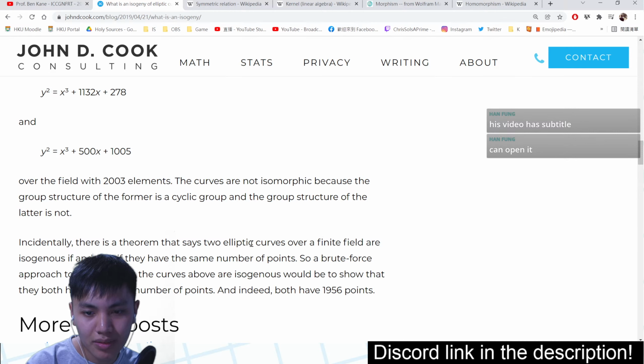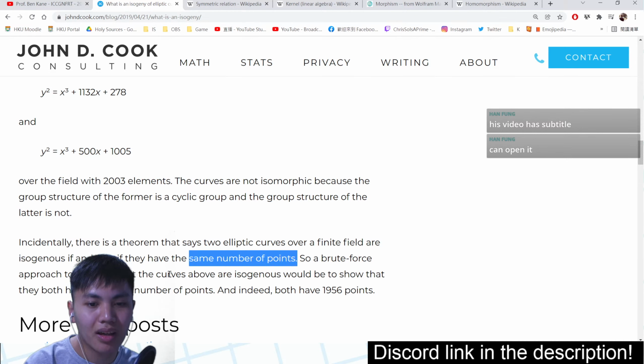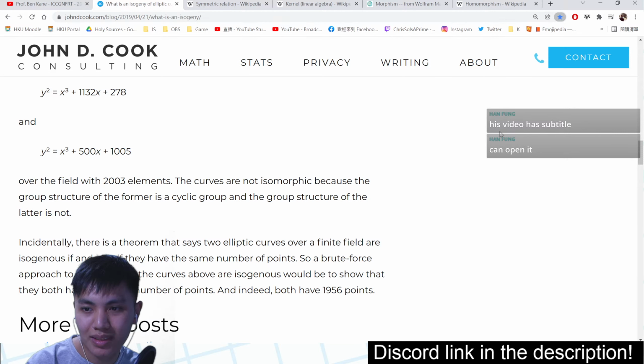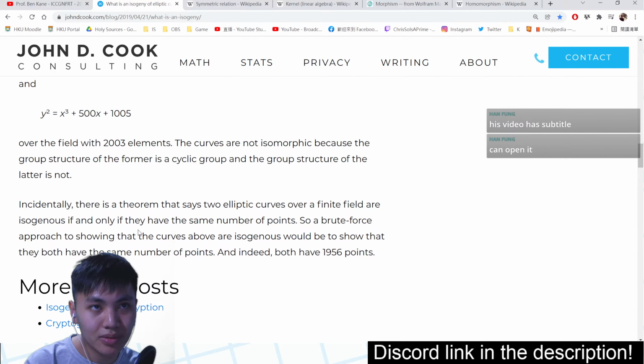So the two curves here being isogenous is equivalent to them having the same number of points. So I'll save this to my math bookmarks. I see, no wonder Bourchtein just said this: isogeny is related to the number of points, because isogeny is equivalent to two curves having the same number of points. So a brute force approach to show that the curves above are isogenous would be to show that they both have the same number of points.